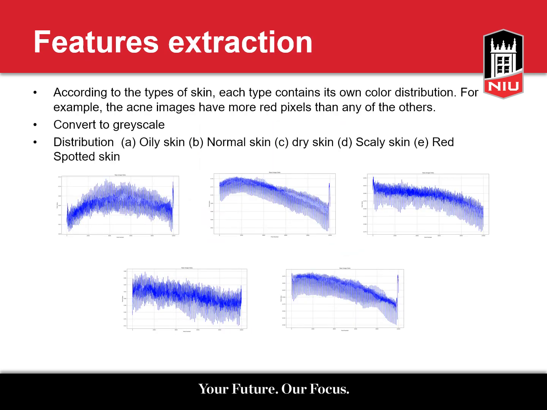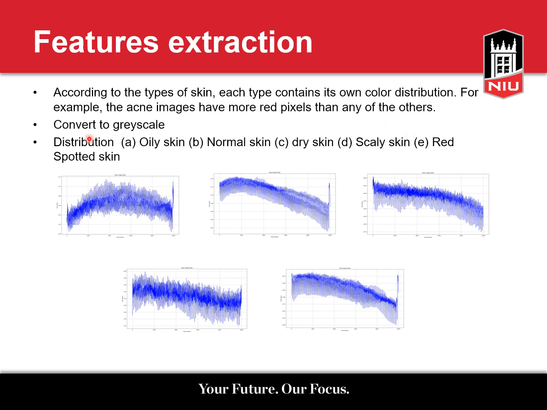Now we talk about features we can extract from the pre-processed image. According to the type of skin, each type contains its own color distribution. For example, oily skin has more reflection, and red spot or acne skin has more red pixels than any others.